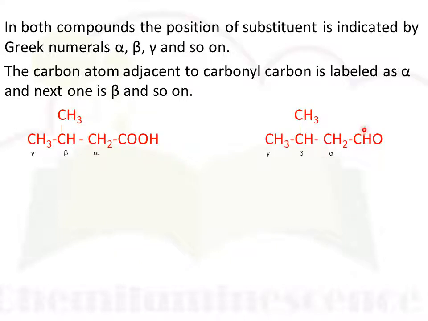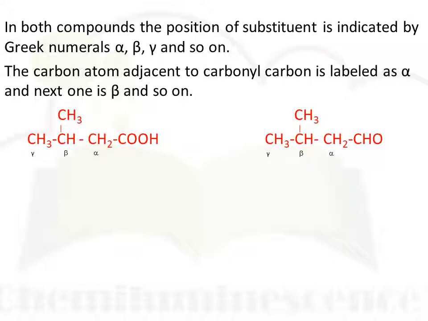Here also, this is a functional group, hence the carbon adjacent to this functional group or this carbonyl carbon is the alpha carbon. Next to this is a beta and next to this is a gamma. Maybe this one can be gamma or this one can be gamma. But if we consider this methyl group as a substituent, hence we are giving this carbon as a gamma carbon. From this, we can derive the name of this compound.